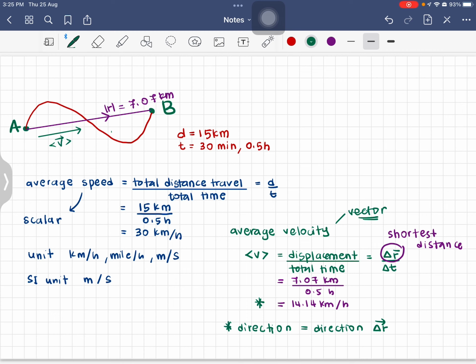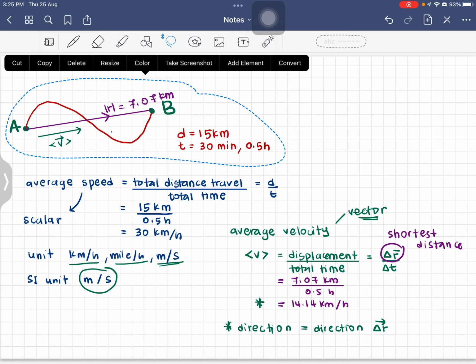The unit for average velocity, same as average speed. We have kilometer per hour, mile per hour, meter per second, or unit-unit yang boleh diambil kira. But the main unit, the SI unit, is meter per second. Okay, let's see.